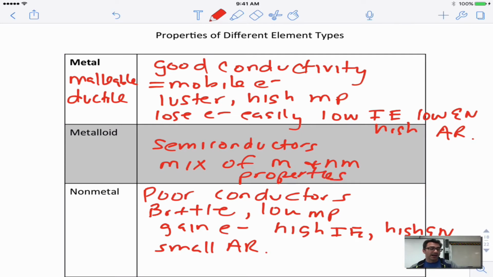When we talk about bonding, though, when we look at metalloids, they tend to behave more like nonmetals. So they tend to be closer to nonmetals in terms of high ionization energy, electronegativity, and small radii.